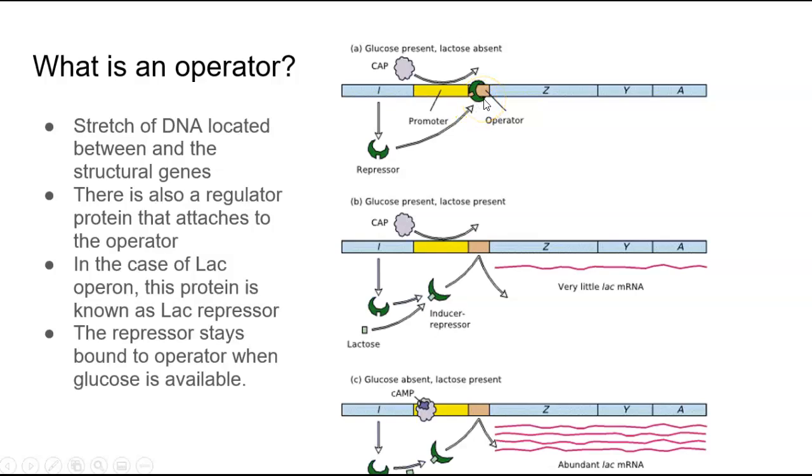However, if lactose is available in the environment, it enters the cell and will get converted to allolactose. Allolactose is going to bind to the repressor. As you can see, the repressor right here has two binding sites. One is over here and one is over here. So it will bind to the repressor, cause it to change shape, and it will fall off the operator.